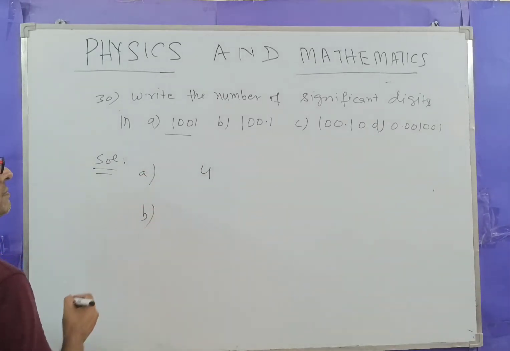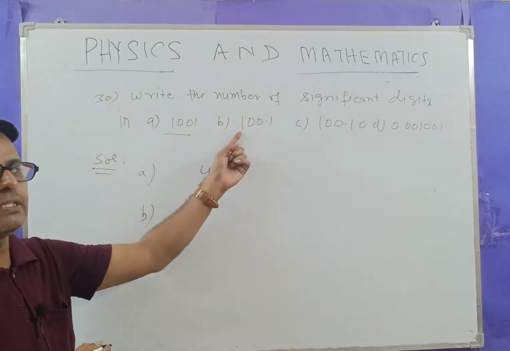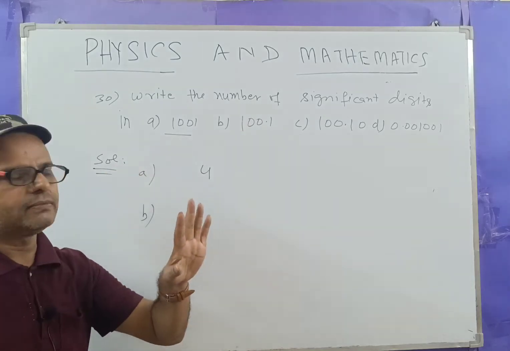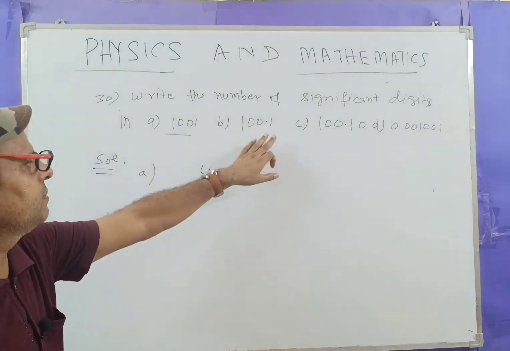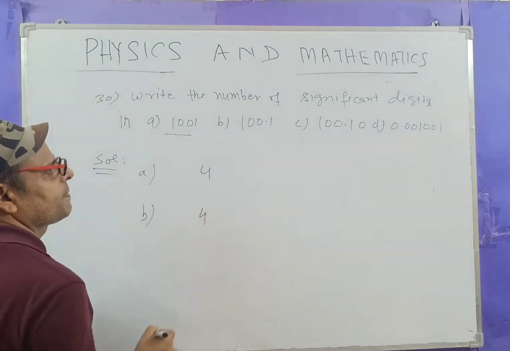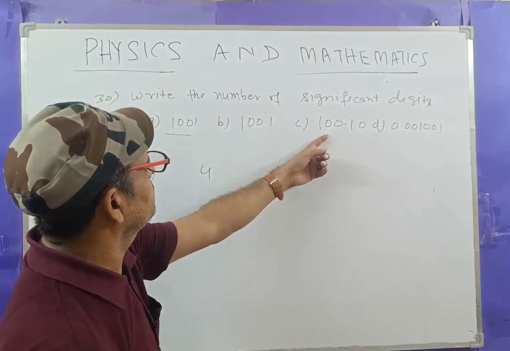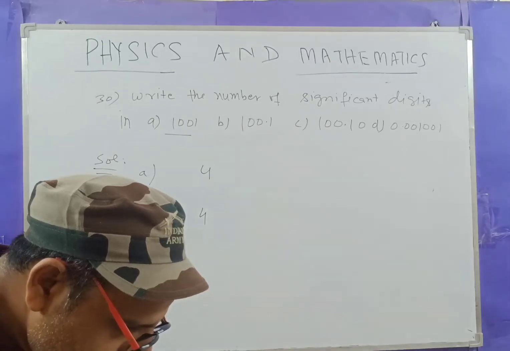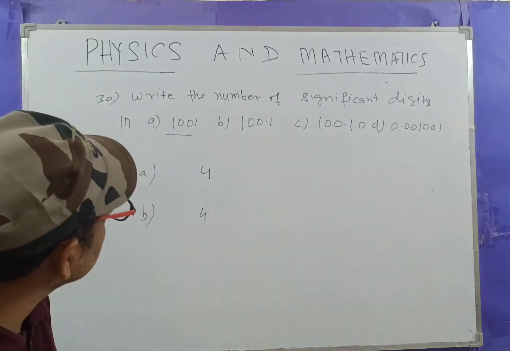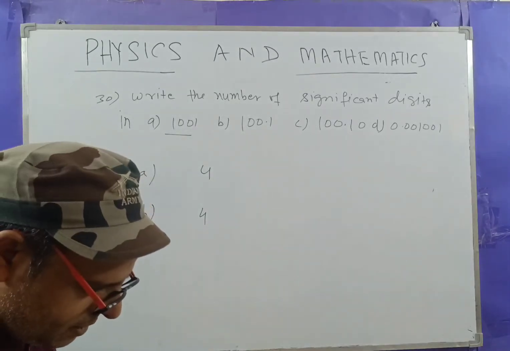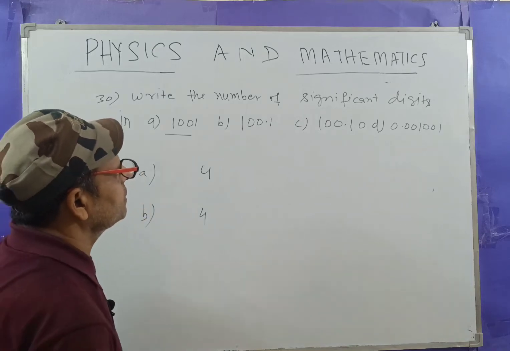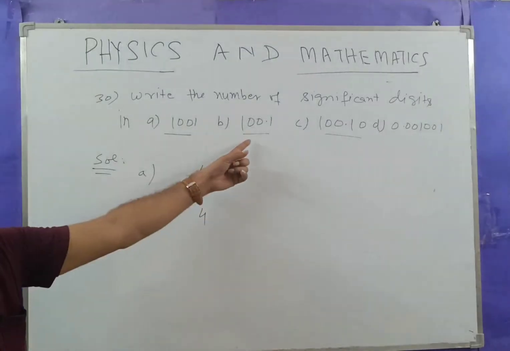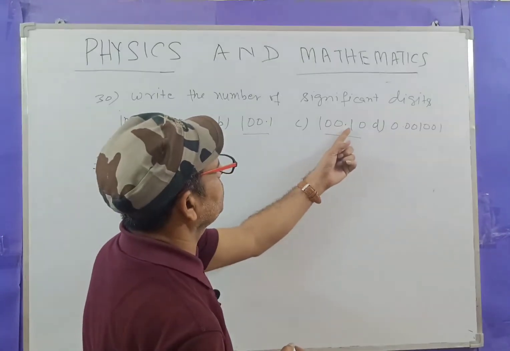Now B. It is also similar. Two significant figures, whatever be the decimal. Again 1, 2, 3, 4. The same rule. Here I have written similar: 1001, 100.1, and C, 100.10. Okay. Here also, 4.